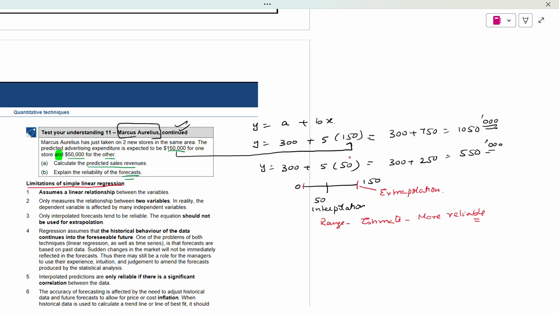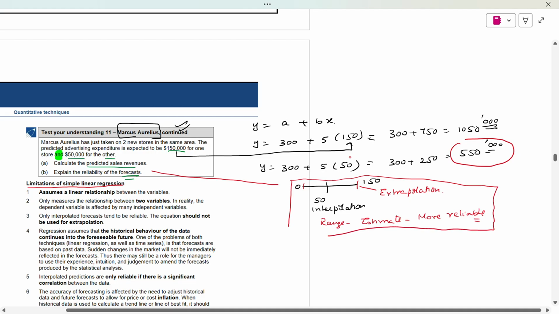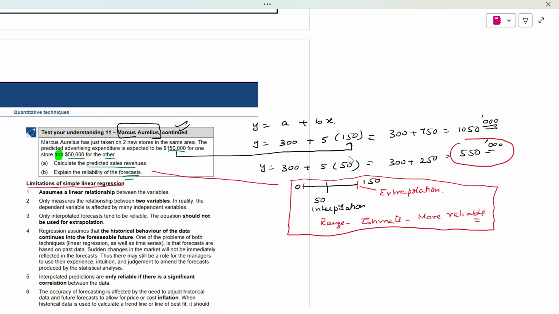So what's the answer for B? This one only says explain the reliability. Reliability means if you are talking in terms of interpolation, it is more reliable. When we are out of the range, if you estimate, will it be reliable? No, it will not be reliable. Within the range, it will be more reliable.